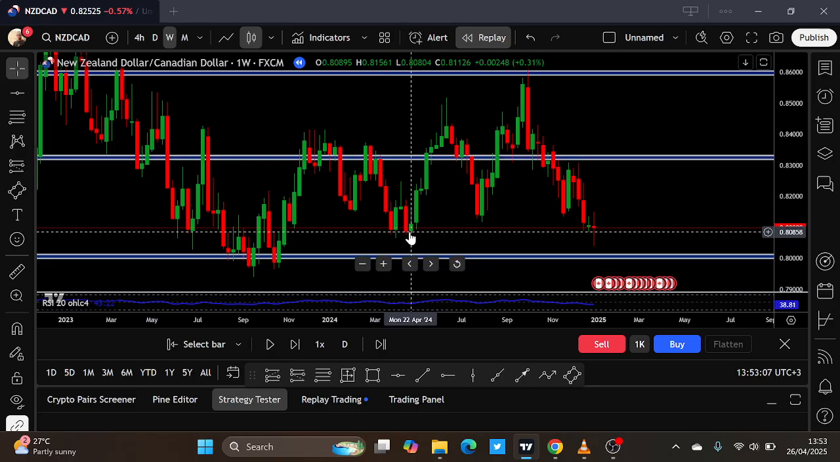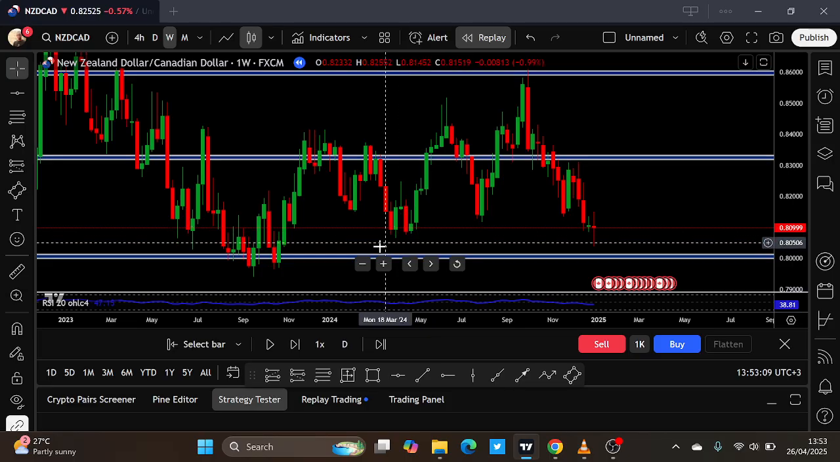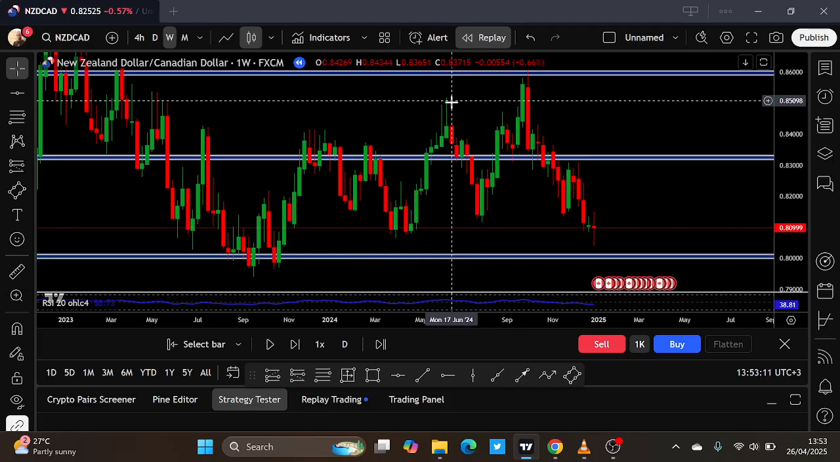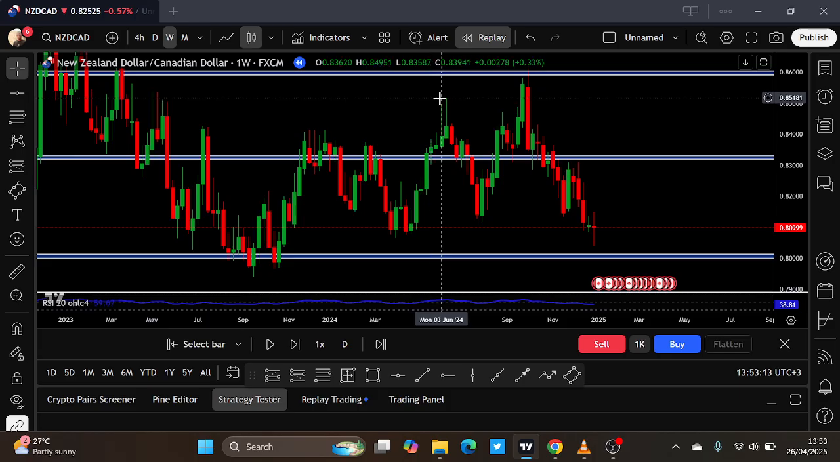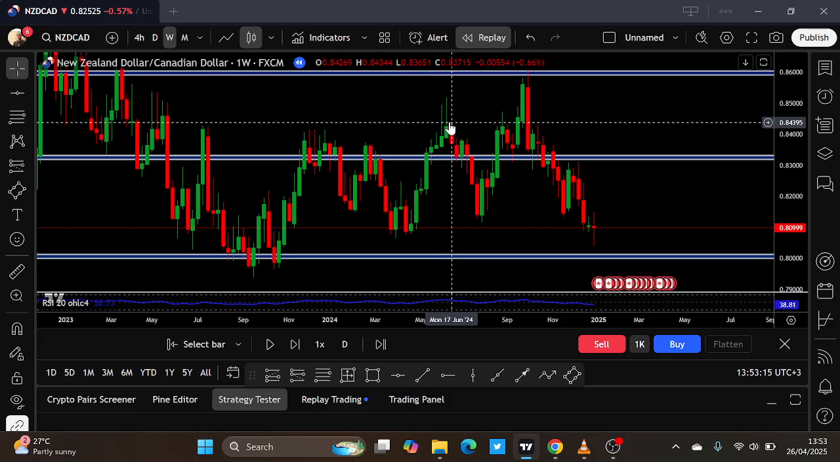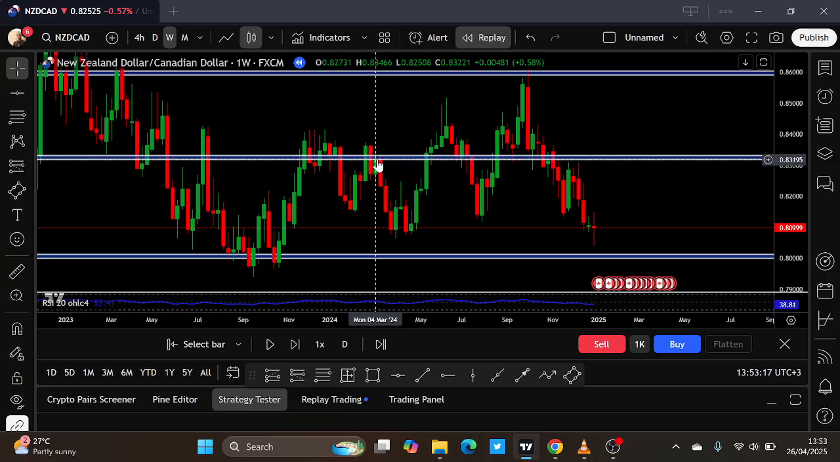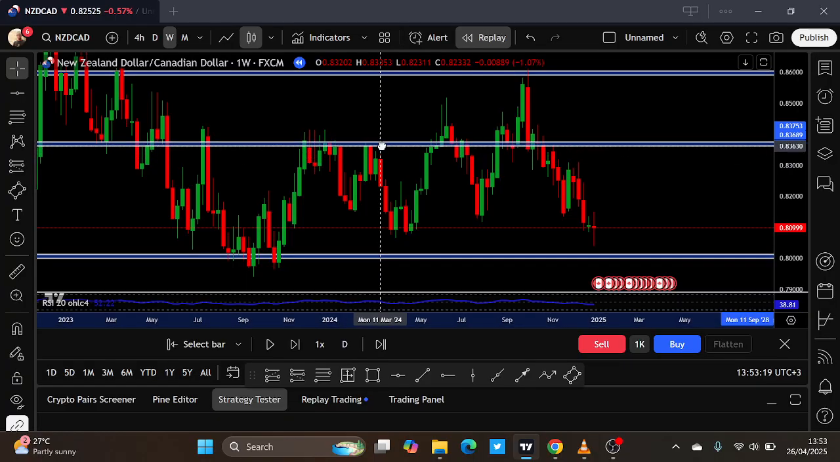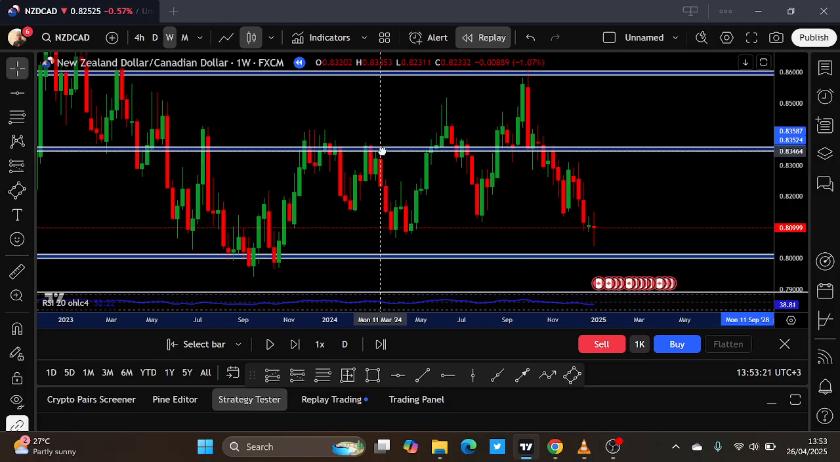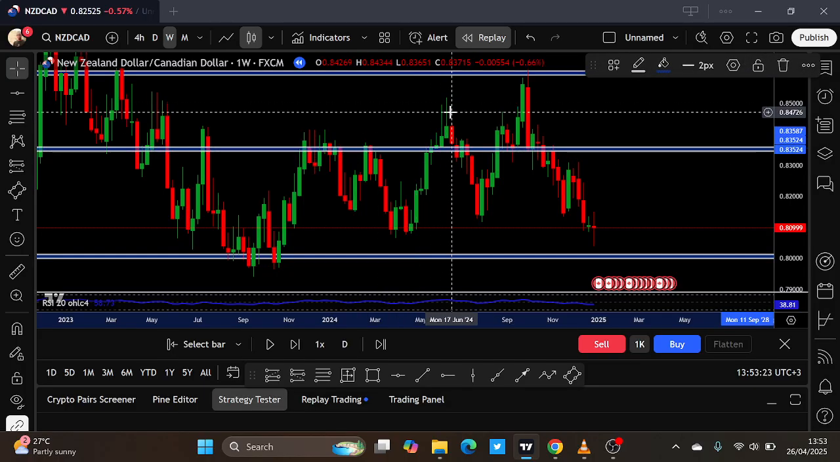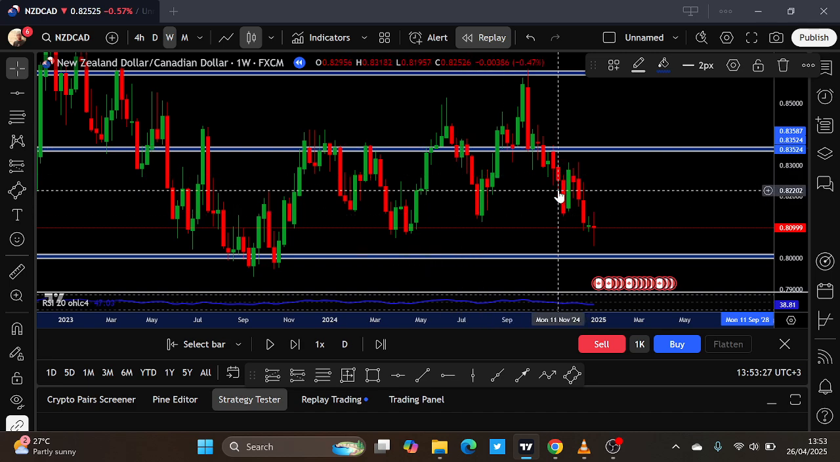The buyers came in and said, no, you guys, you're playing with us. They pushed the price back up to up here, even reaching this price level. The sellers said, no, that is enough. It's like this is a turning point. The moment we reach this price level, the sellers come in and push price back. Guys, I told you, the forex market is simply a battle between the buyers and sellers.